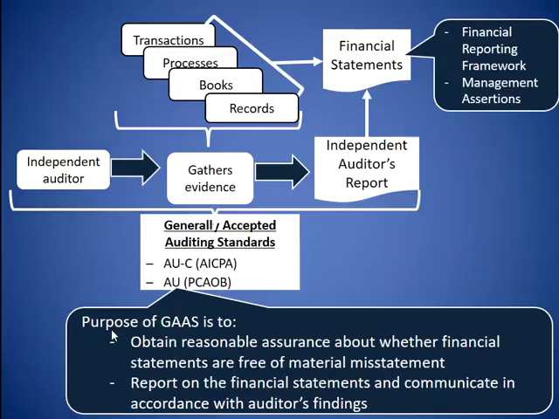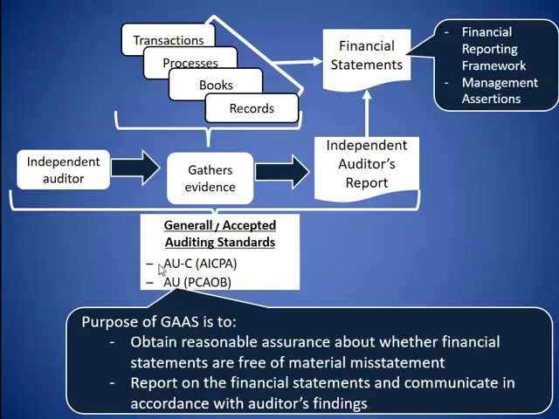Now, the purpose of generally accepted auditing standards is, number one, to obtain reasonable assurance about whether financial statements are free of material misstatement, and number two, then report on the financial statements and communicate in accordance with the auditor's findings. So that's what the generally accepted auditing standards do. Now, generally accepted auditing standards are issued by two bodies, two authoritative bodies in the United States.